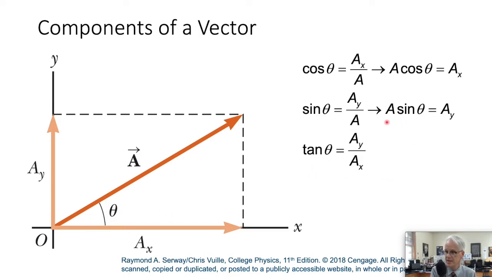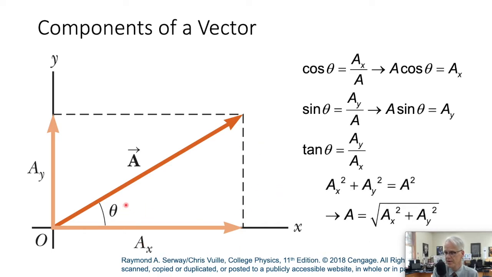The tangent is the opposite over the adjacent. And since this is a right triangle, we can use the Pythagorean theorem to give a relationship between the vector A, its x component, and its y component. So A sub x squared plus A sub y squared is A squared. Solving for A, we take the square root of both sides of this equation, and we get A is the square root of the square of the x component plus the square of the y component.